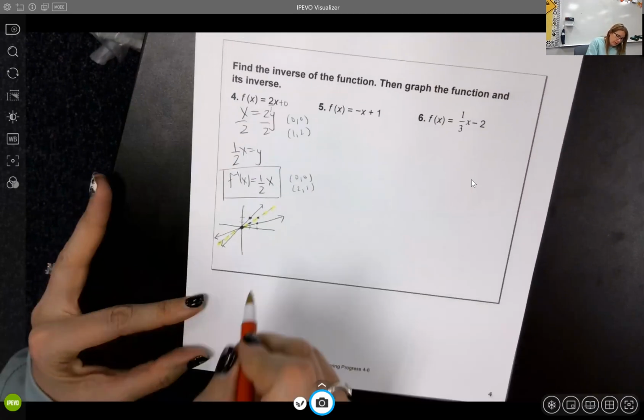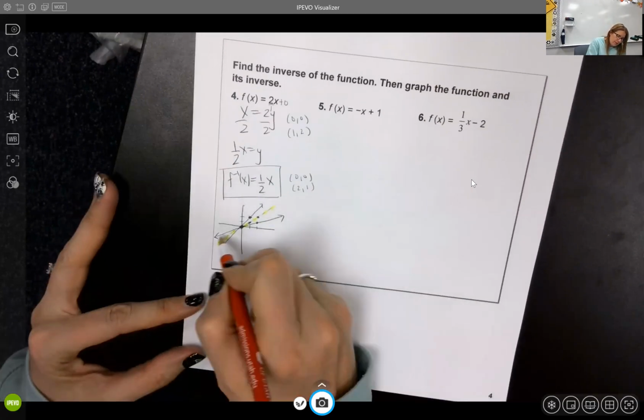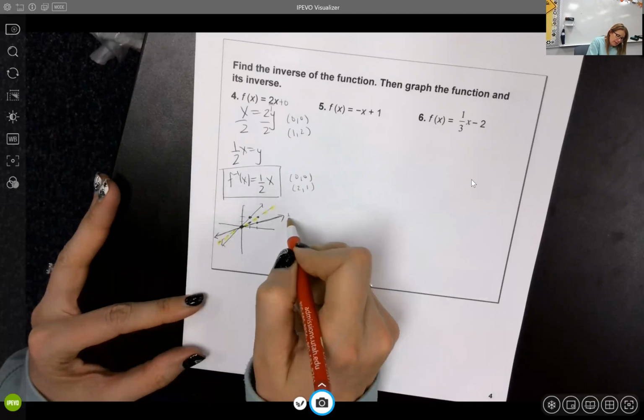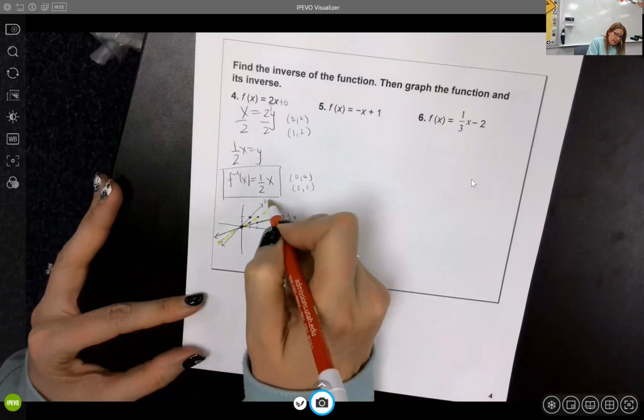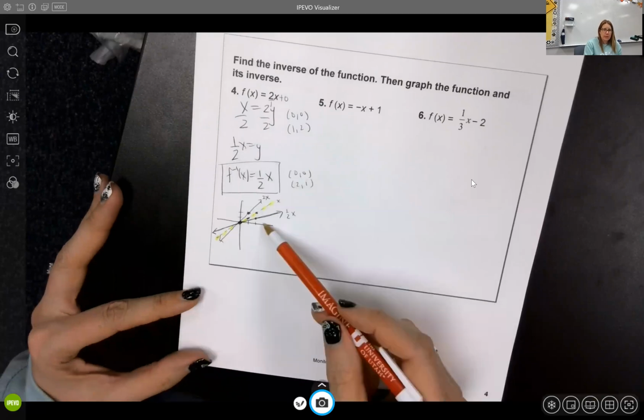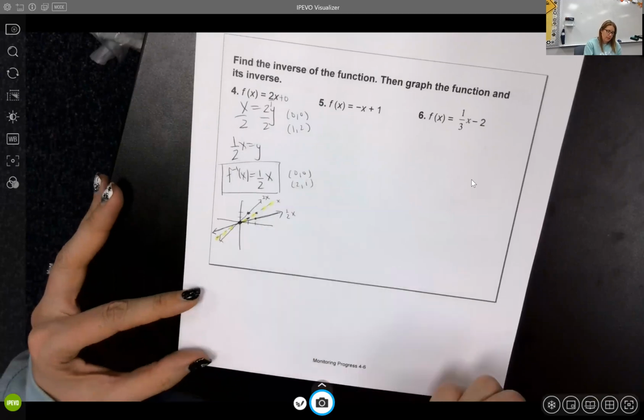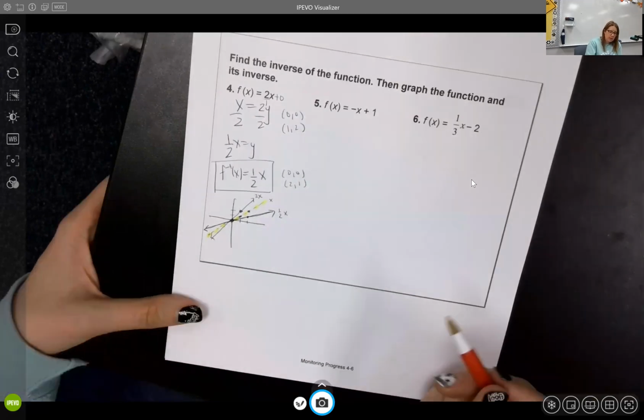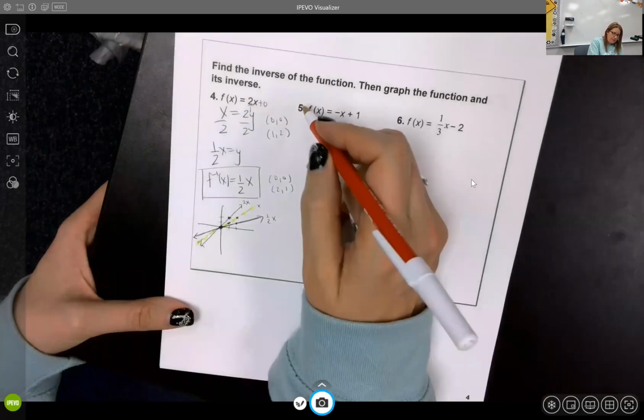Okay, now notice that this is the 1/2 x, and this is the 2x, and this is x. So you could see how it's right in the middle of those. Okay, so that's what you do when you're graphing those. Number 5.